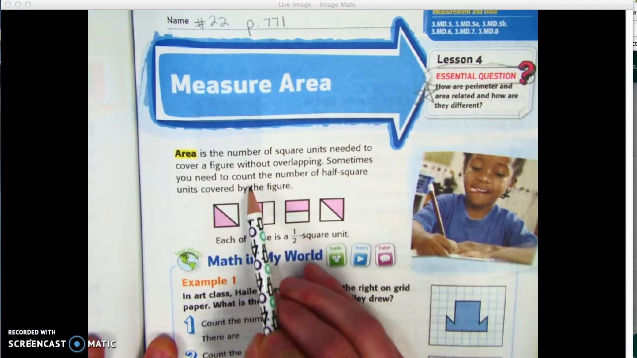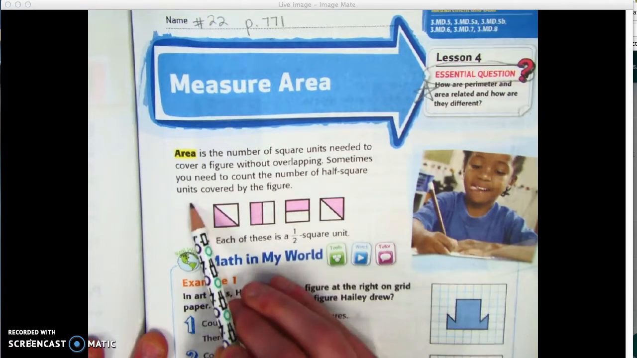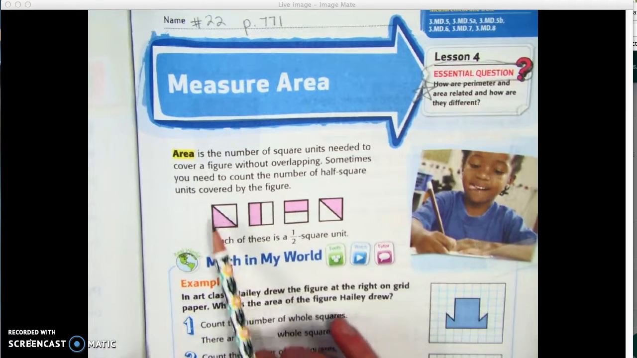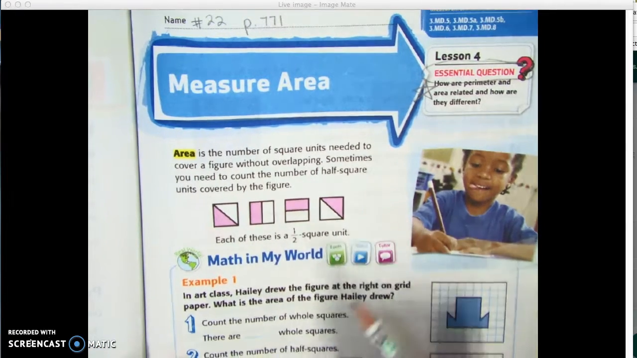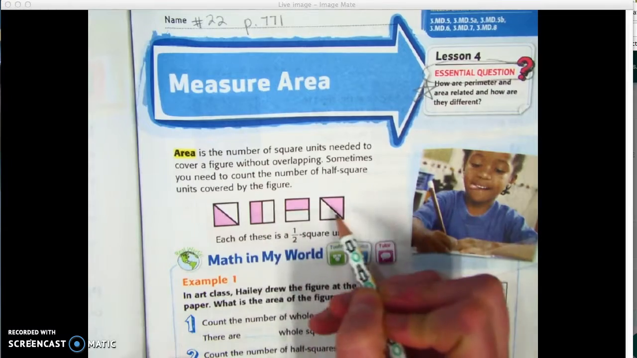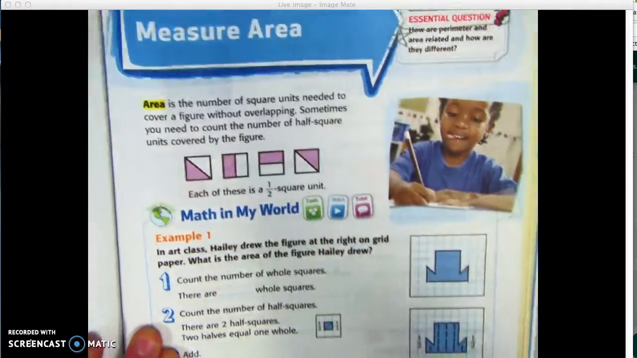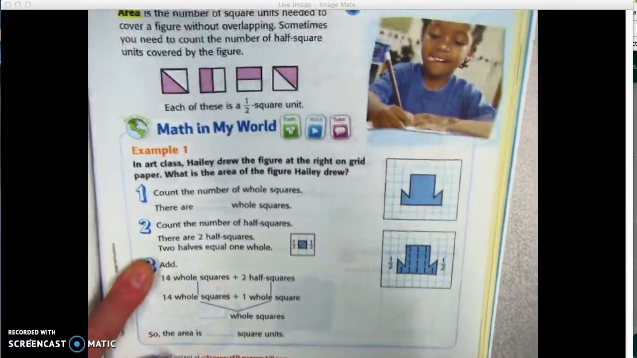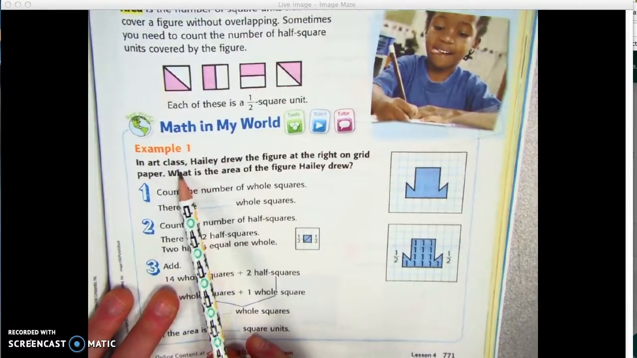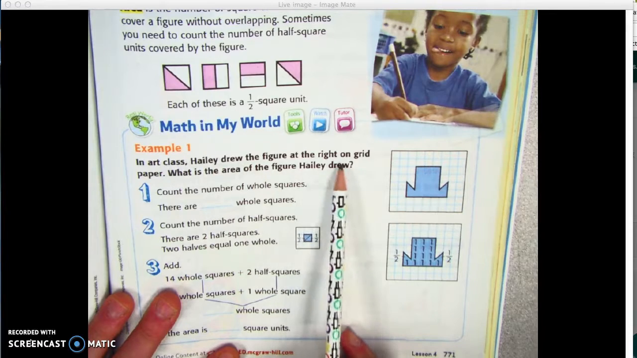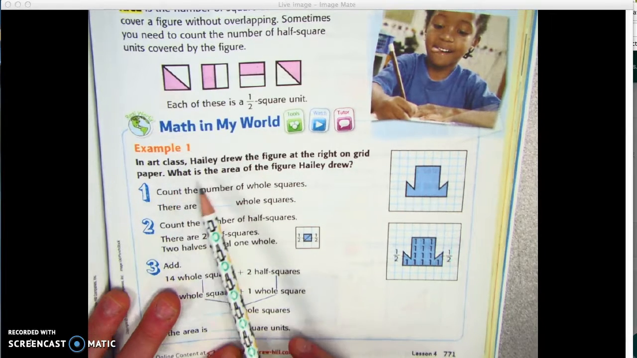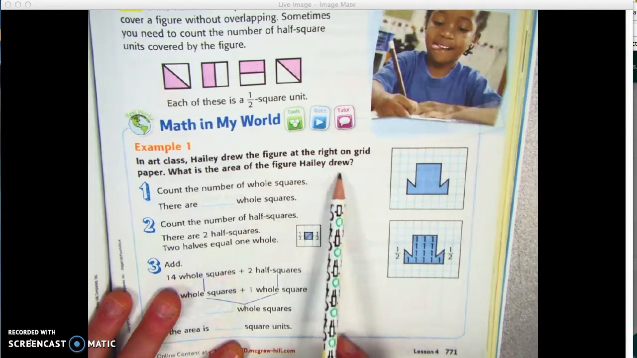Sometimes you need to count the number of half square units covered by the figure. If I look at figures like this, the shaded parts would be half of a square. Each of these is half of a square unit. So example number 1. In art class, Haley drew the figure at the right on grid paper. What is the area of the figure that Haley drew?